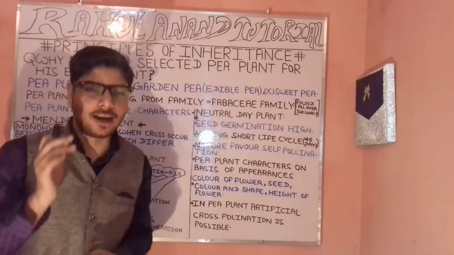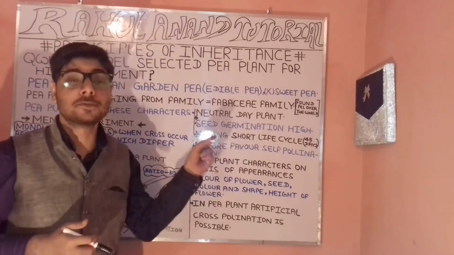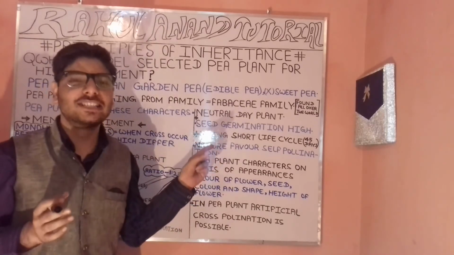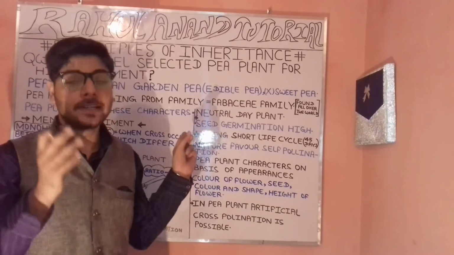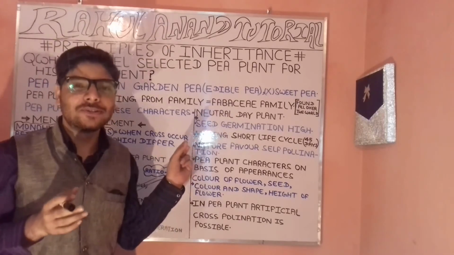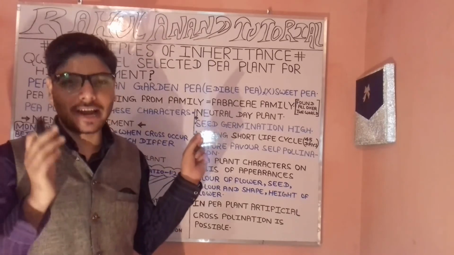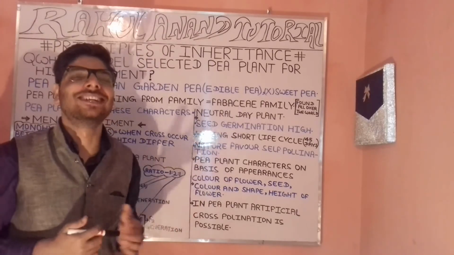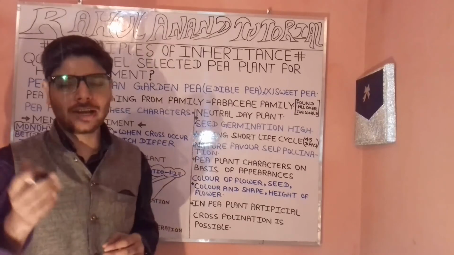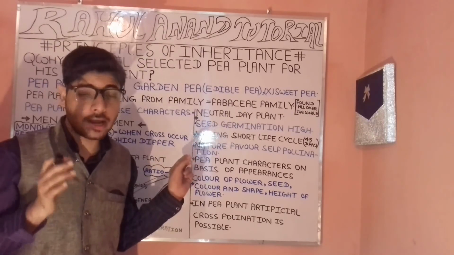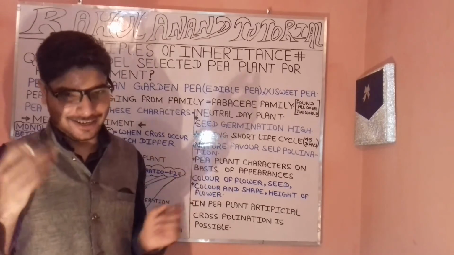I hope you have got the concept. Why did Mendel select the pea plant for his experiment? What are the different types of crosses given by Mendel's experiments? There are 7, in which we have the monohybrid cross, the dihybrid cross, then the polyhybrid cross, or rather the trihybrid cross. So we have dealt with the monohybrid cross.